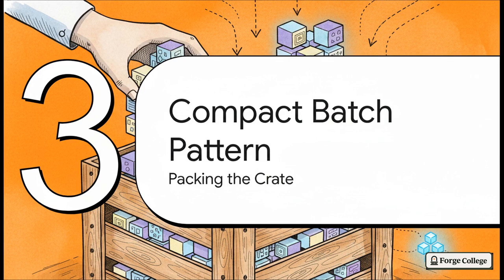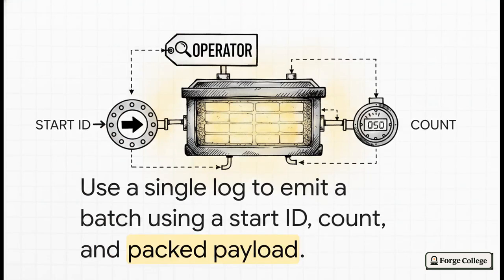Section 3, the compact batch pattern, or pack in the crate. So, how do we actually structure this compact batch event? Instead of listing every single item ID and value in separate events, we consolidate. We might set up an event where we only have one single index topic, the operator. That becomes our primary search key, making it super easy to filter logs by whoever initiated the action.